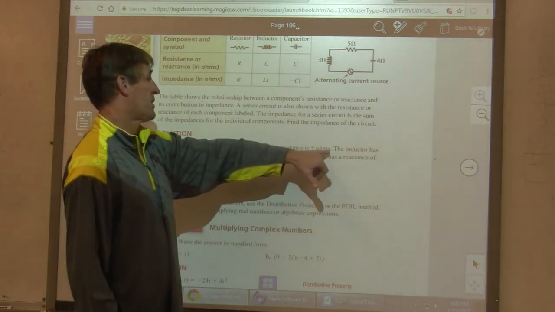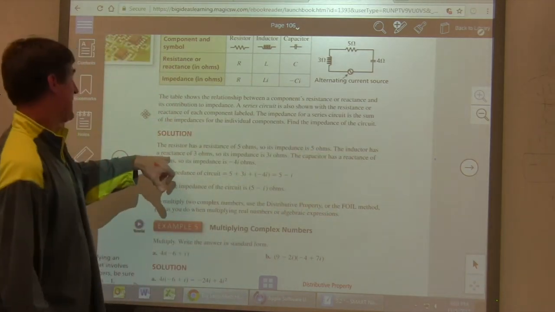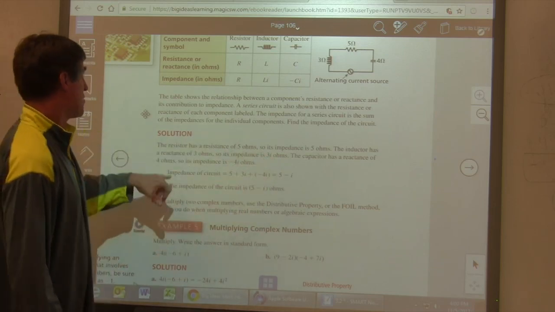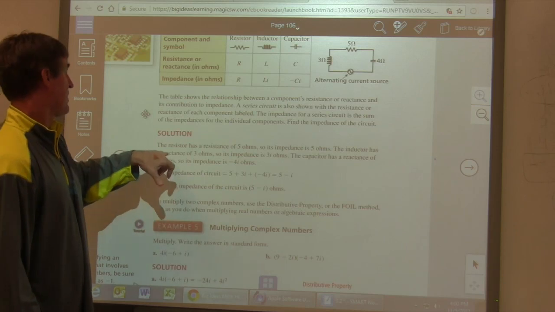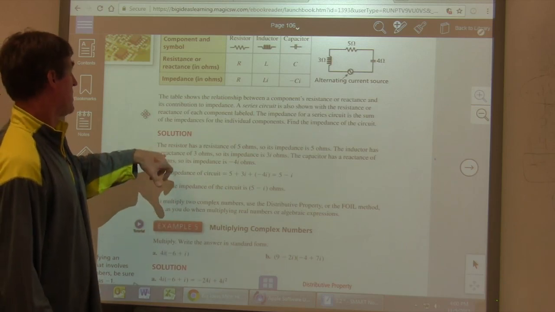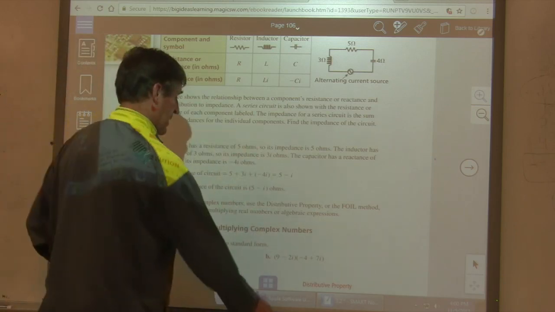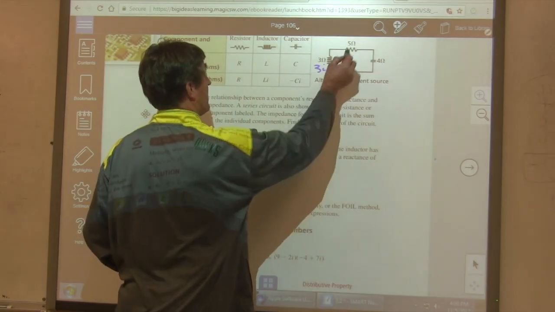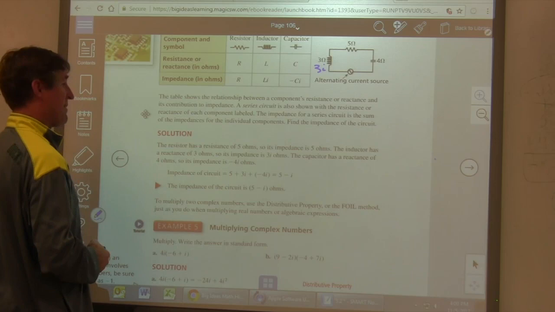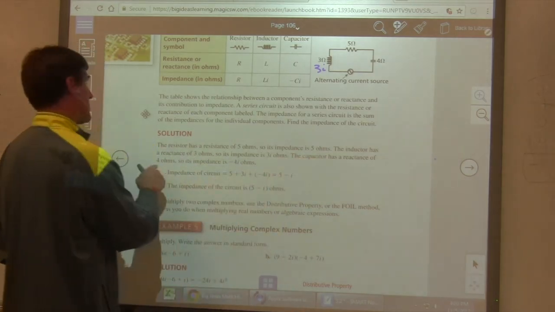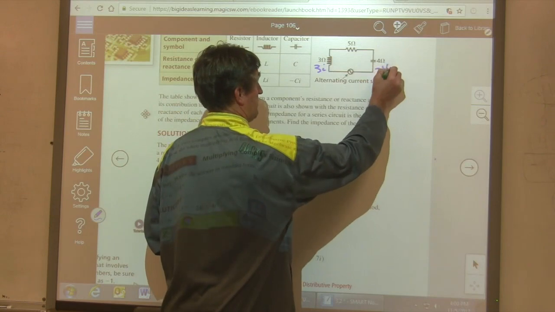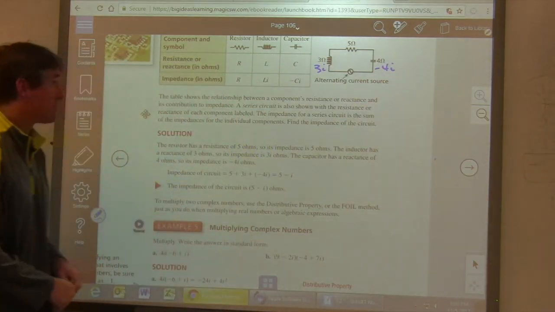So its impedance is 5 ohms. The inductor has a reactance of 3 ohms, so its impedance is 3i. So when you come to the inductor, you're always going to put an i with it. So in this case, this is going to be 3i. This is still just going to be 5. And the capacitor has a reactance of 4 ohms, so its impedance is a negative 4i, because it takes away from it.